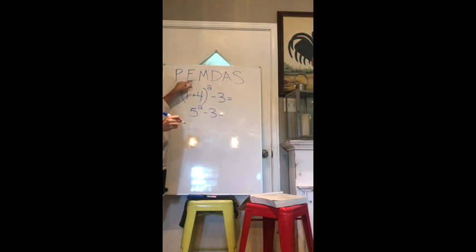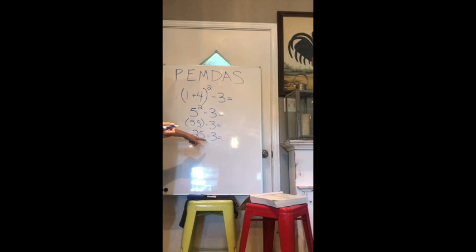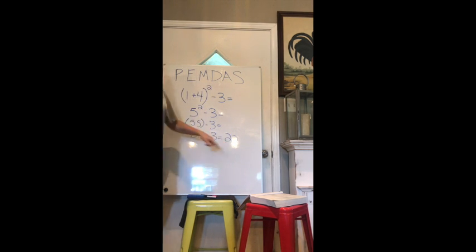The next thing I need to do is look for exponents. Well, I do have an exponent here. I know that 5 to the second power, or 5 squared, is 5 times 5. Okay? So I'm going to write that like this. Okay. Now, 5 times 5 equals 25. Now I know that my problem says 25 minus 3. So the last thing I would do is solve this subtraction and get 22.